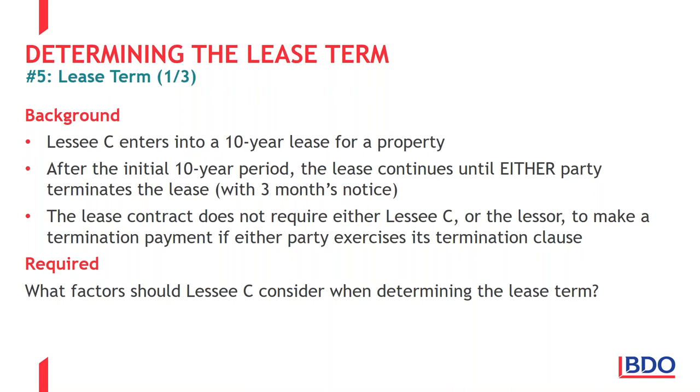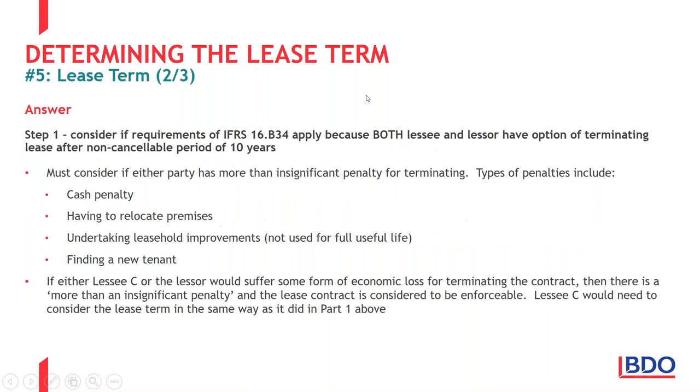So what factors should the lessee consider when determining the lease term? First of all, you have to consider whether the requirements of IFRS 16 paragraph B34 apply, because both the lessee and the lessor have the option of terminating the lease after that non-cancellable period of 10 years. To know whether the paragraph would apply, you have to consider whether there's an insignificant or significant penalty for terminating. So you have to, again, look at potential cash penalties, having to relocate premises.